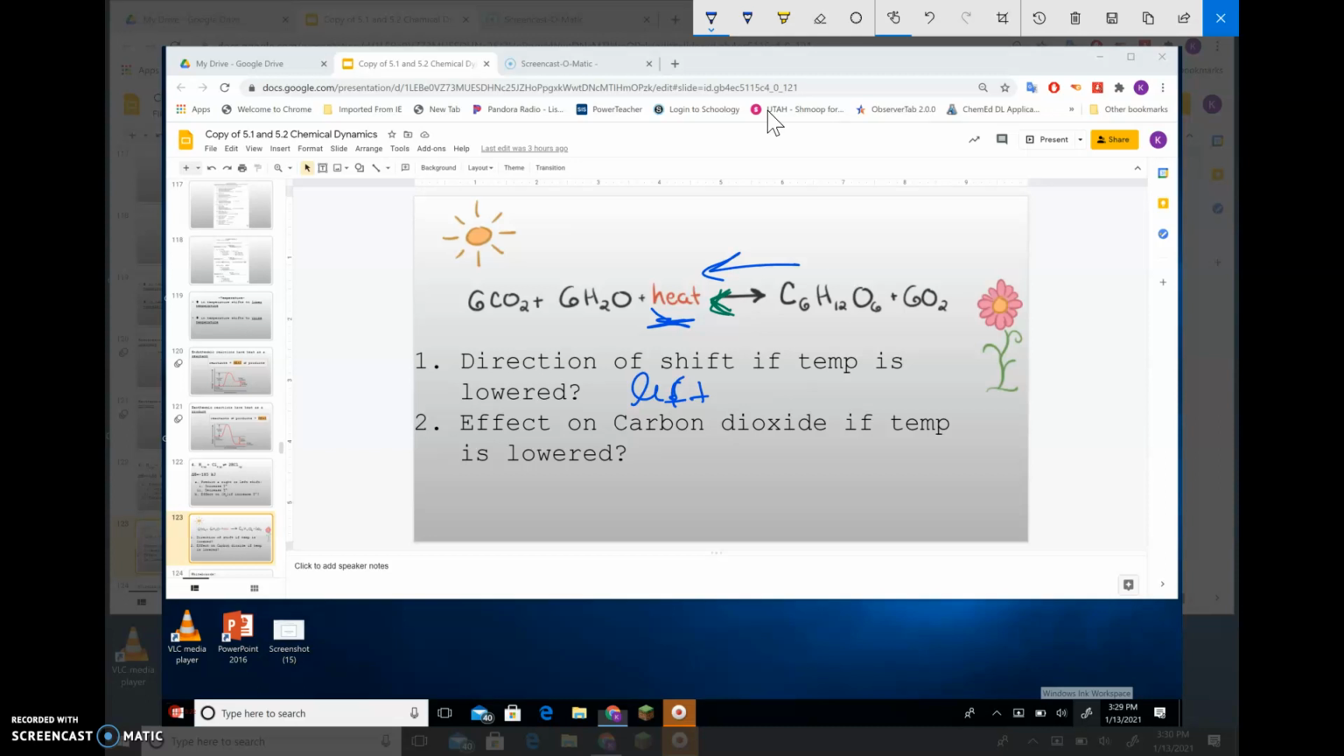And then it says effect on carbon dioxide if temp is lowered. So look at where the carbon dioxide is. It's right here. Notice that the carbon dioxide is in front of this arrow. The arrow is pointing towards it, so that means it's going to be increased.